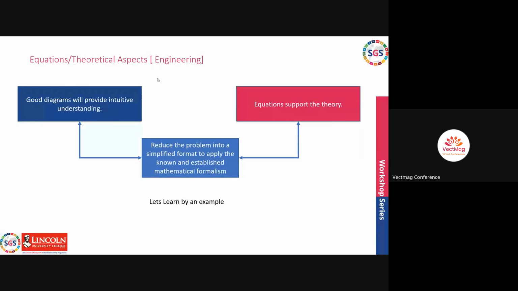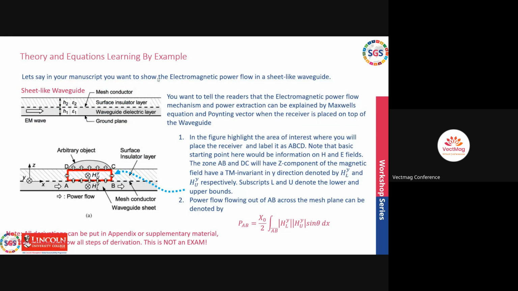So what we have understood so far is good diagrams will provide intuitive understanding. You always reduce the problem into a simplified format to apply it to a known and established mathematical formalism. And then equations will always support the theory, right? So that's why you combine all these together. And now how to do that? Let's learn by a small example. So I come back to the original Noda Shinoda paper.